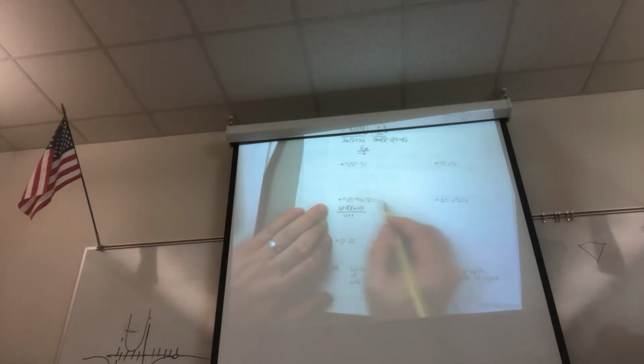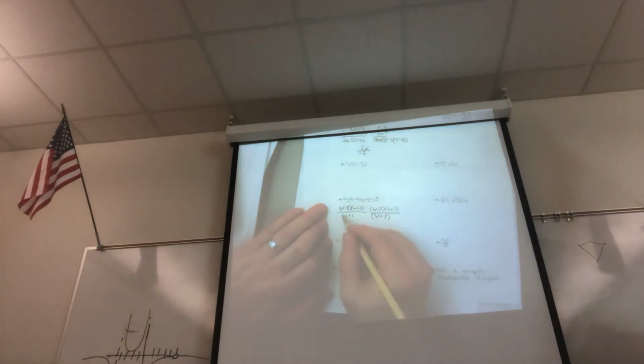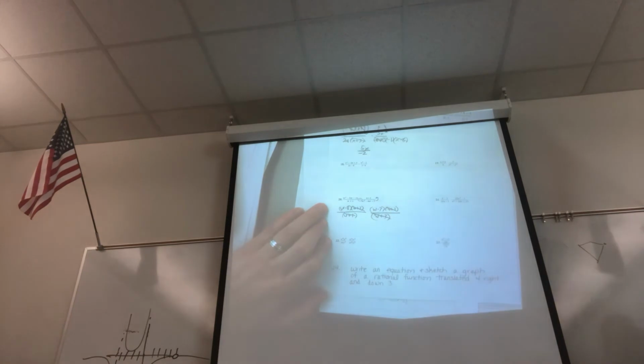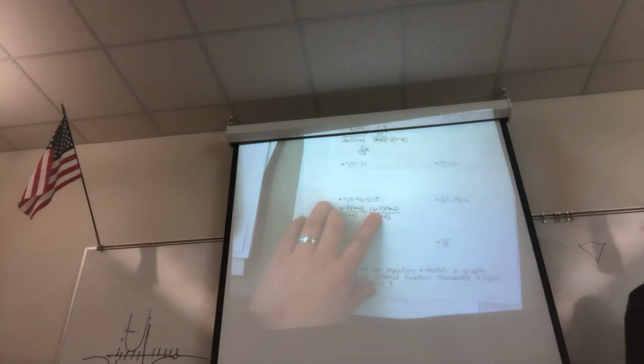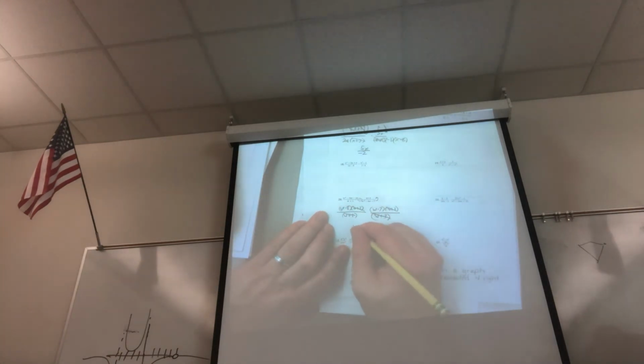This side, because it's divide, I'm going to flip it. This goes to the top. That'll be w minus 7 and w plus 1. On the bottom, I have w plus 3. The stuff that I have that matches up top to bottom is the w plus 1s and the w plus 3s. So I have w minus 8 and w minus 7 on the top. That's how I would leave it.